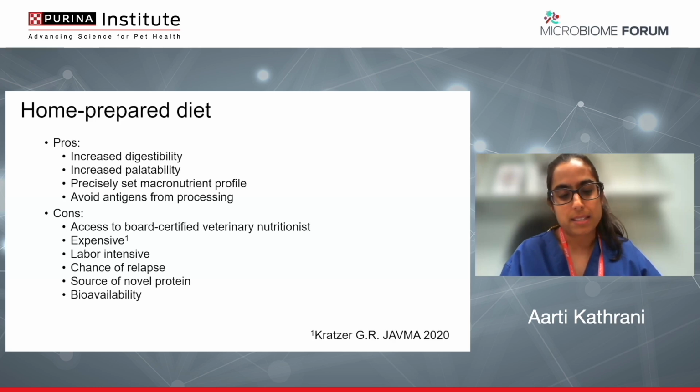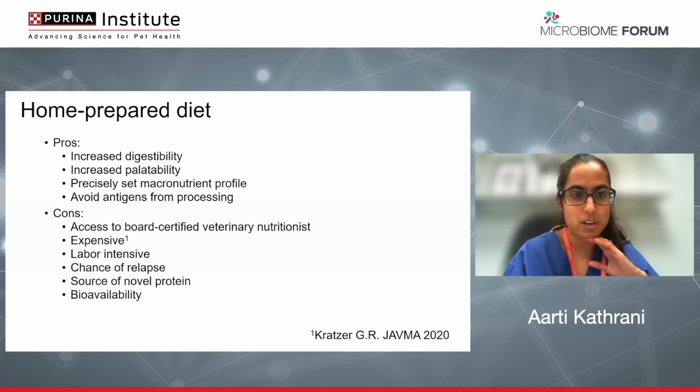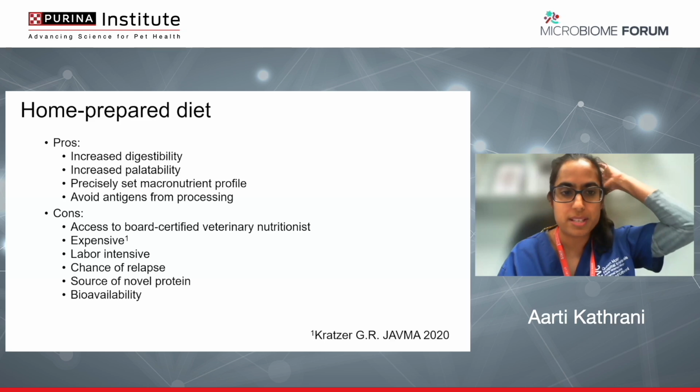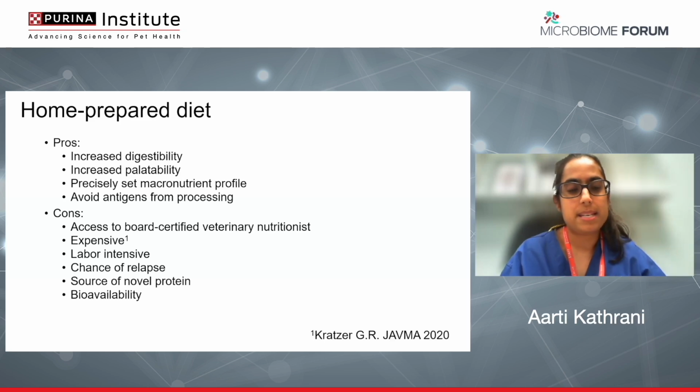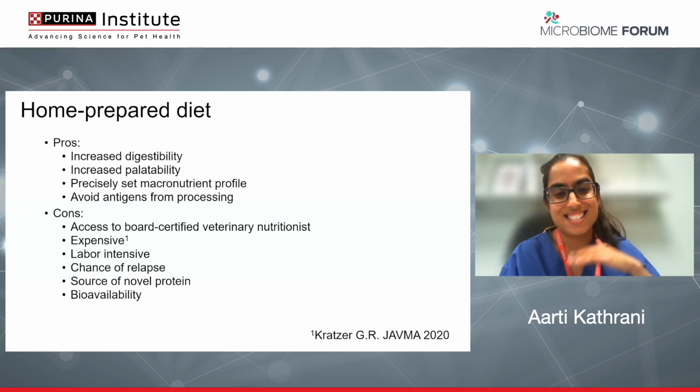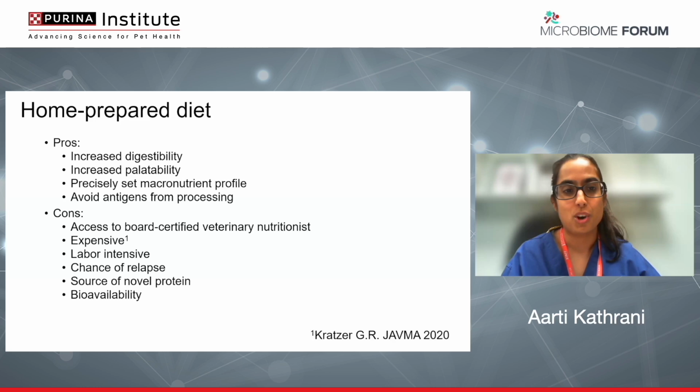Again, I do feel like anecdotally, and this is just anecdotally, and I do want to look at this, sometimes they do well on the home prepared diet, and then we have to change the source of protein, especially if you're using a novel protein home prepared diet. After around 6-8 weeks, we have to try another protein source. So there is that chance of relapse. Source of novel protein, especially if the patient has an extensive antigen exposure list, finding something that's really novel, and then for the owner to find that consistently throughout the year might be difficult.